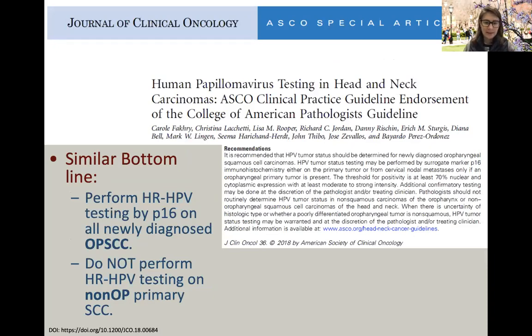Again, the ASCO said basically the same thing. In case you want to review these papers, here are the citations for you.